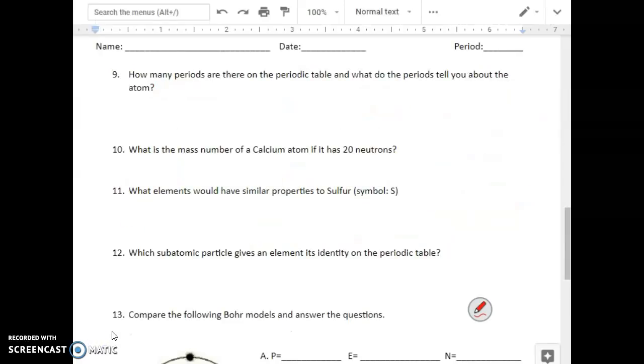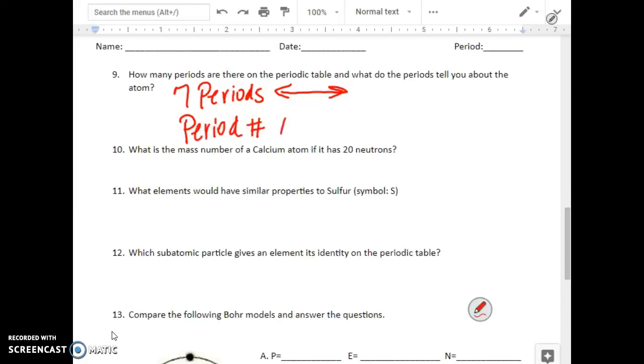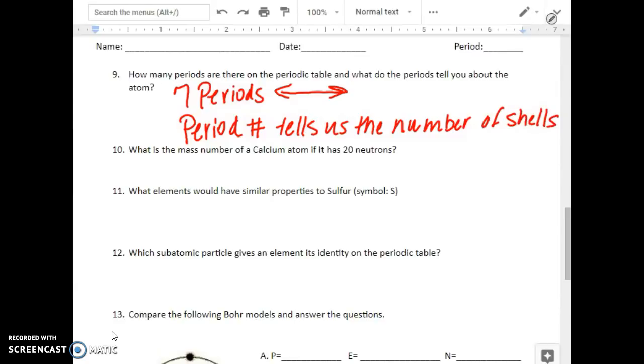Okay, number 9. How many periods are there on the periodic table, and what do the periods tell you about the atom? There are 7 periods on the periodic table, and the periods, they go side to side. Those are our periods. And the period number tells us the number of shells, electron orbitals, energy levels, any of those things that you like to call it.